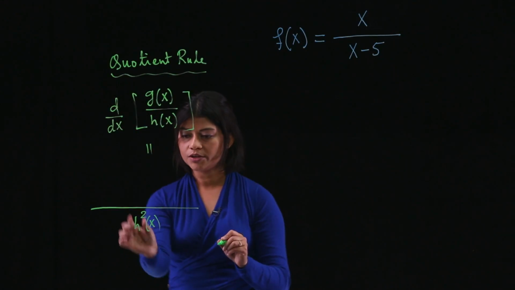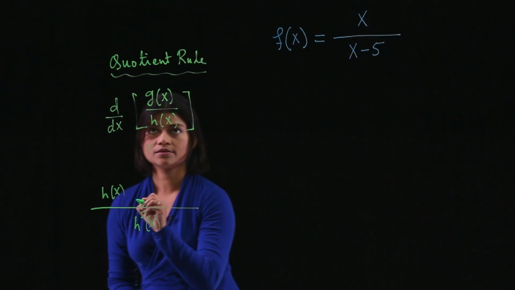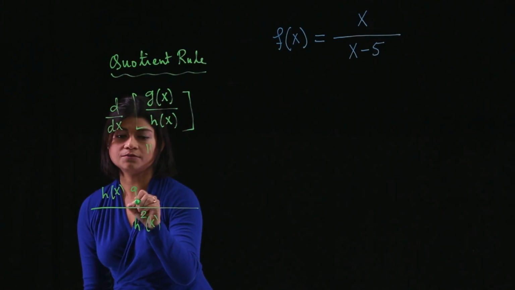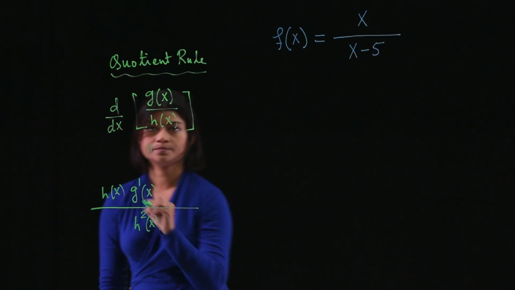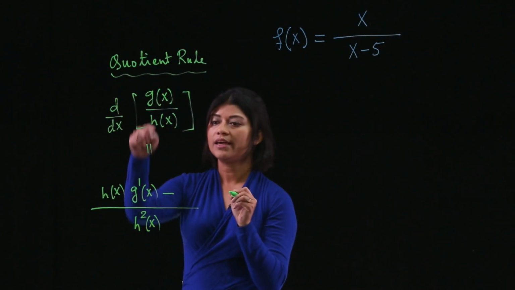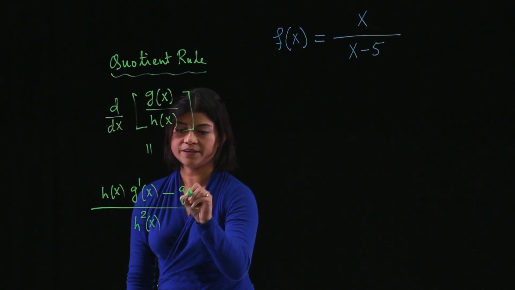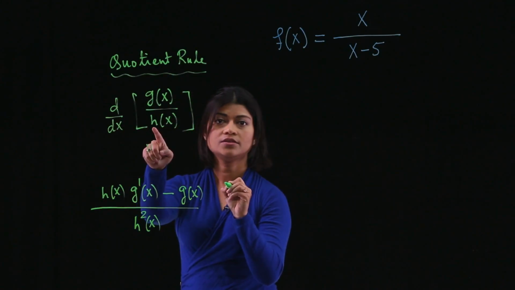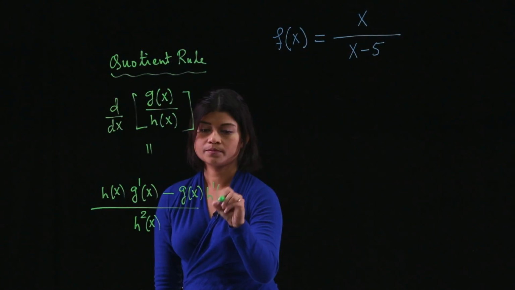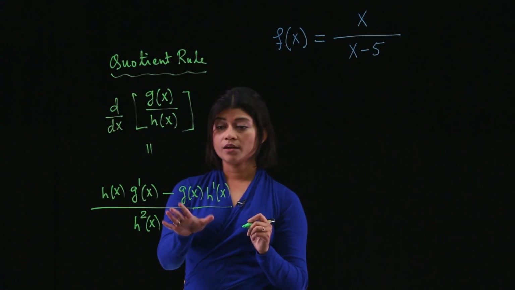Now in the numerator, you bring this h of x, keep it as it is, and take the derivative of g, the numerator. That's the first term. Then you subtract and you switch their roles. So you keep g fixed and take the derivative of h. So this is quotient rule.